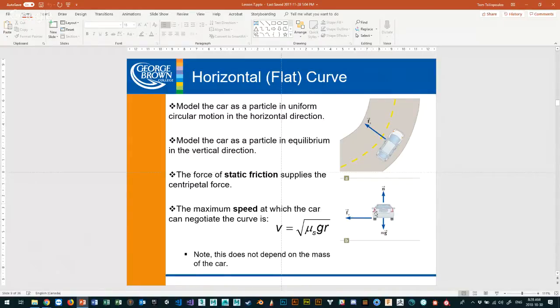So again, you've got the normal force that pushes the car up, and mass times gravity pulling the car down. Across the vertical, the car is said to be in equilibrium in the vertical direction. But across the horizontal direction, we have a relationship where velocity is equal to the square root of mu times gravity times the radius of the curve, where mu is the coefficient of static friction. So there is this relationship. Again, these are all formulas that you'll have access to, of course, on your test.